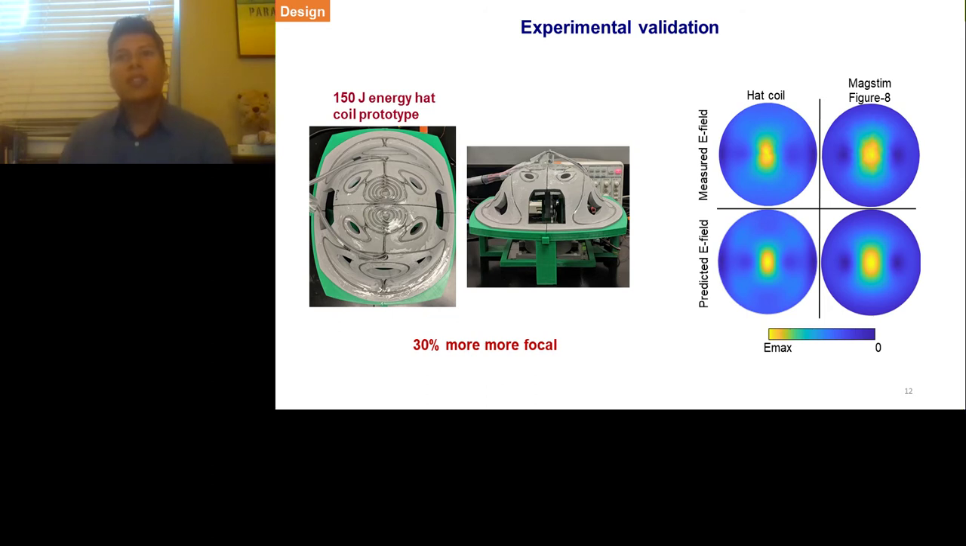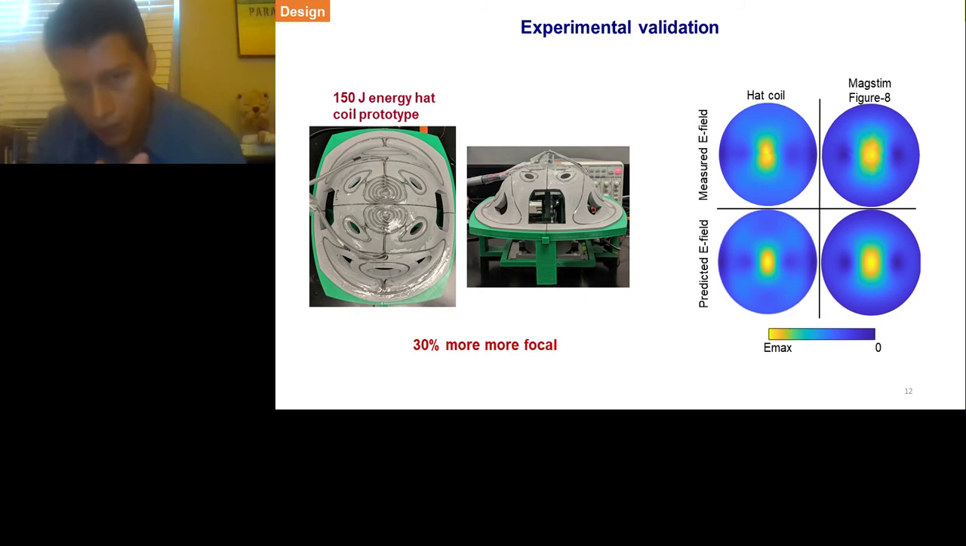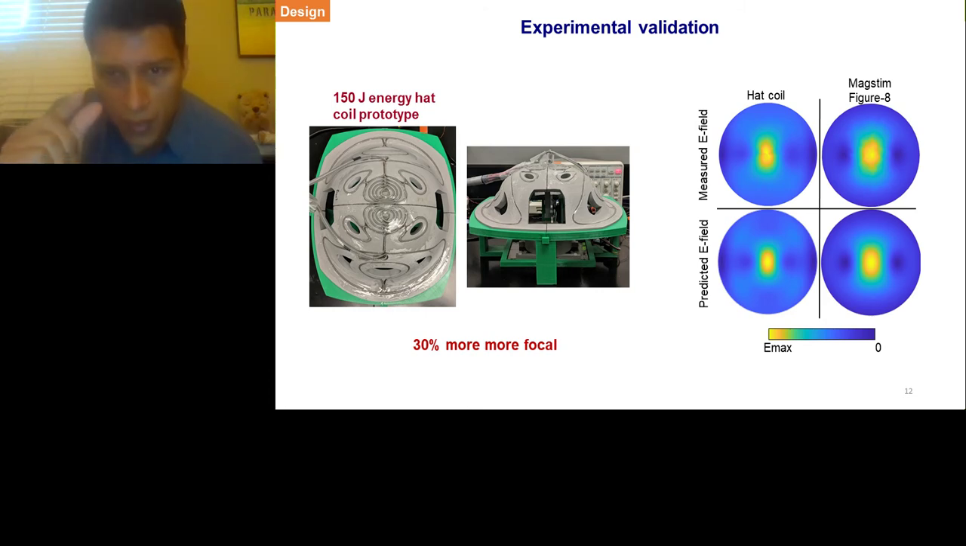And the measured results match what we expected from our predictions. More importantly, the electric fields are more focal than those of figure-8 coils. These coils are approximately 30% more focal. And so we can see here that the electric fields measured and predicted are along the vertical axis, and the hat coil versus the figure-8 coil are along the horizontal axis. And we can see that the hat coils generate much more focal field than the maximum coils, and that's seen by the smaller spot size in the electric field maps.